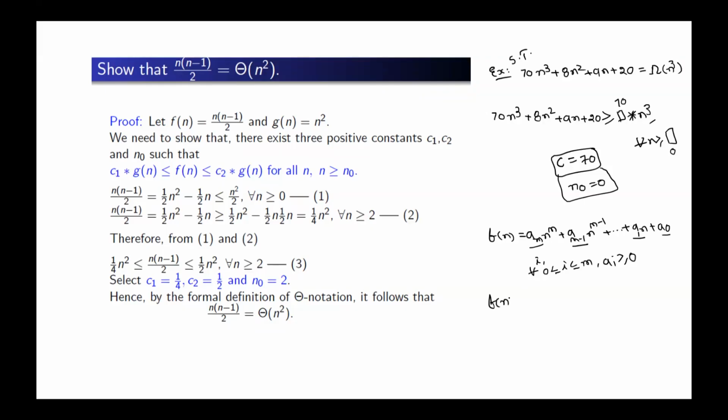f of n is greater than or equal to am into n power m. It is straightforward, no? Only the first term we are taking, and greater than or equal to am into n power m we are writing, because the other terms are all being added. So what is the C value? Same as am. What is n naught? It will be true for any value, greater than or equal to 0. Yes.